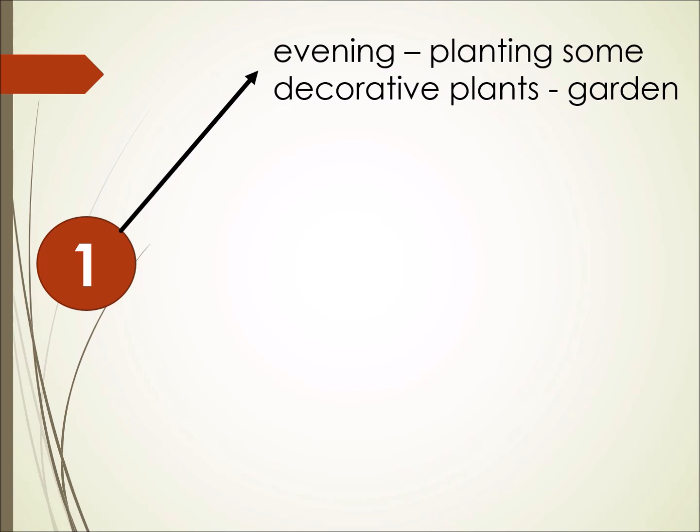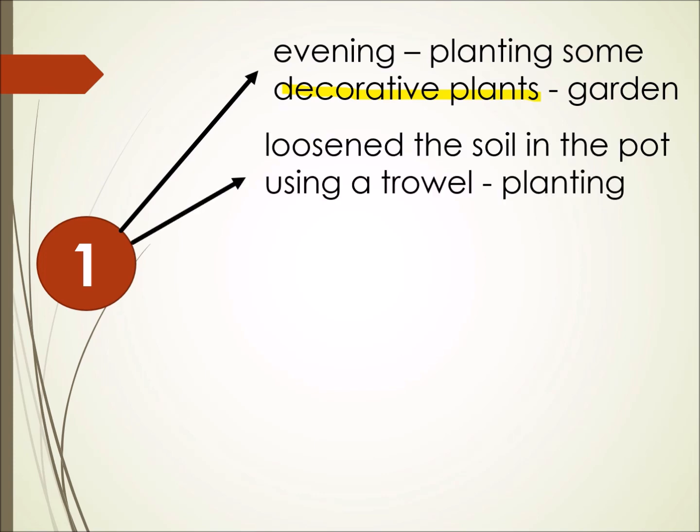Anissa was planting some decorative plants with her mother in the garden. Or you can write, it was a lovely evening. Anissa and her mother were planting some decorative plants in their garden. Decorative plants means the plants that you plant to decorate your house compound, right? Then Anissa's mother loosened the soil in the pot using a trowel before planting the plants. Before planting the plants, she has to loosen the soil.